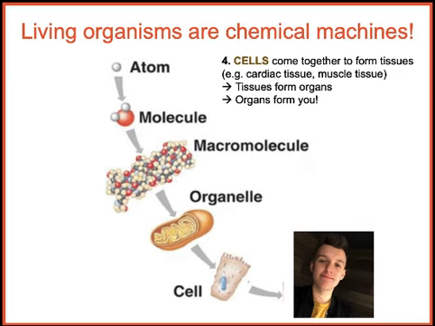So then these cells come together and form tissues, let's say cardiac tissue, muscle tissue, and then those tissues form organs. And then the organs form your instructor, or you. So all this from small atomic particles all the way up to a human. There's different levels of organization.